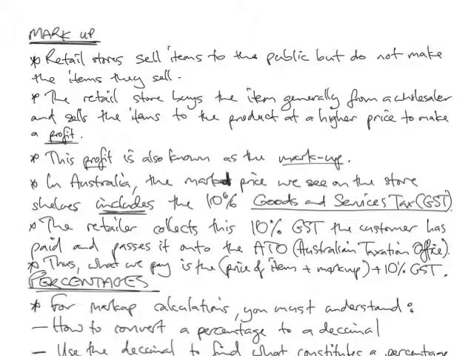They're not making anything. They're buying something from other people and then selling it for a bit more than that, and the money that the retailer is making is that little bit more on top. So this profit that they're making, that little bit more on top, is known as the markup. Now in Australia, the marked price, the thing that you see on the price tag on the store shelves, actually includes the 10% goods and services tax, the GST.